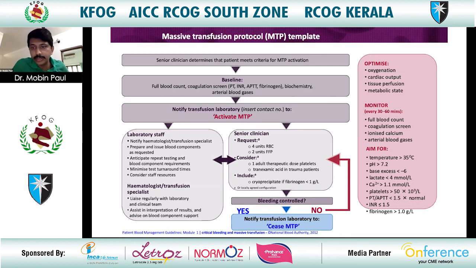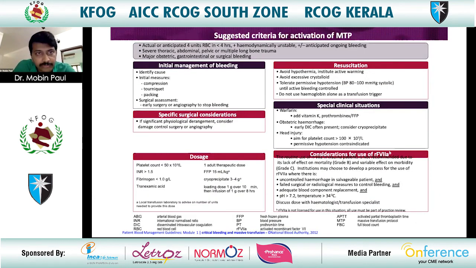I'm not going into detail on each and everything because it's already been discussed in detail. In initial management, concurrently you identify the cause, and use compression, tourniquet, packing, and the dosages I previously described. Tranexamic acid has a profound effect in this subset of patients. Yeah. Thank you.